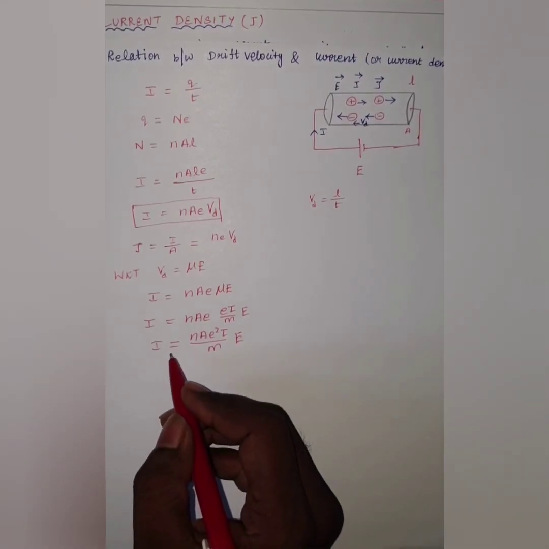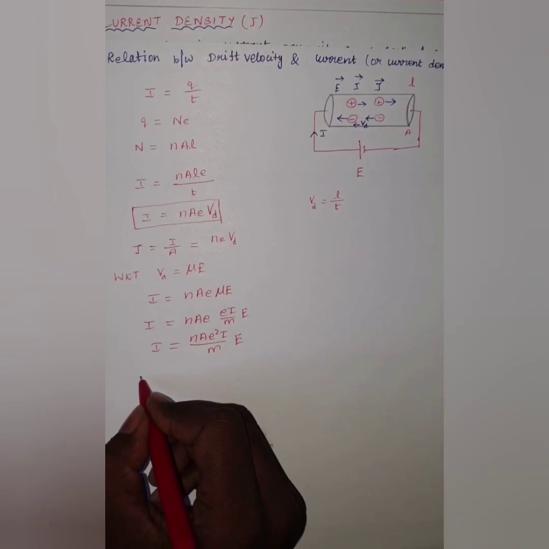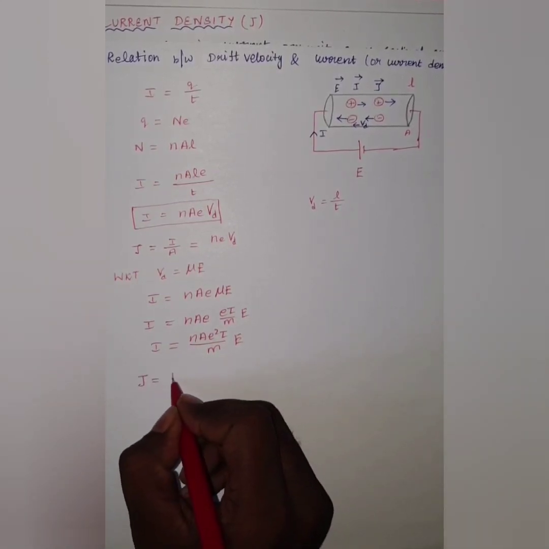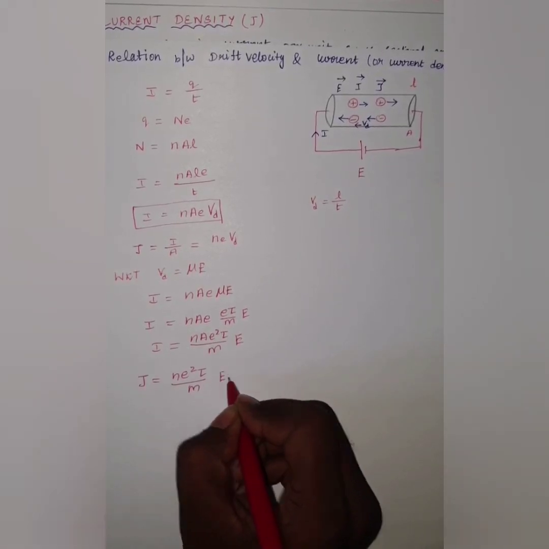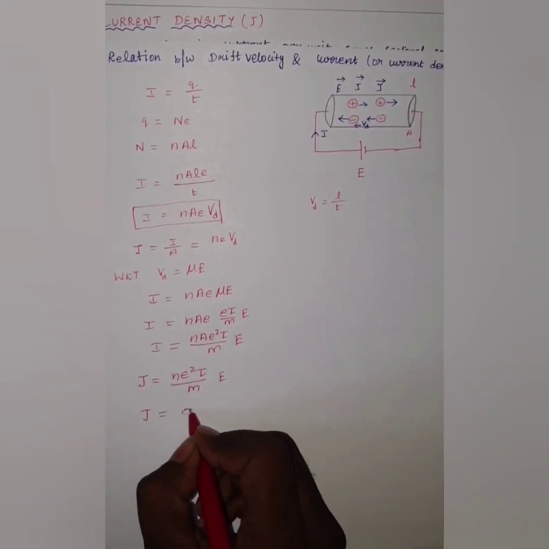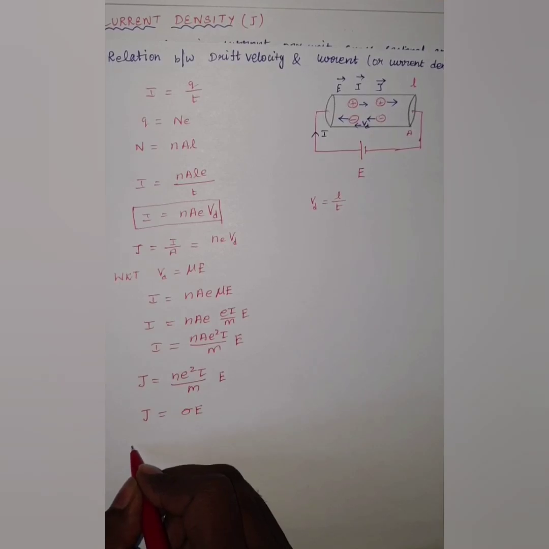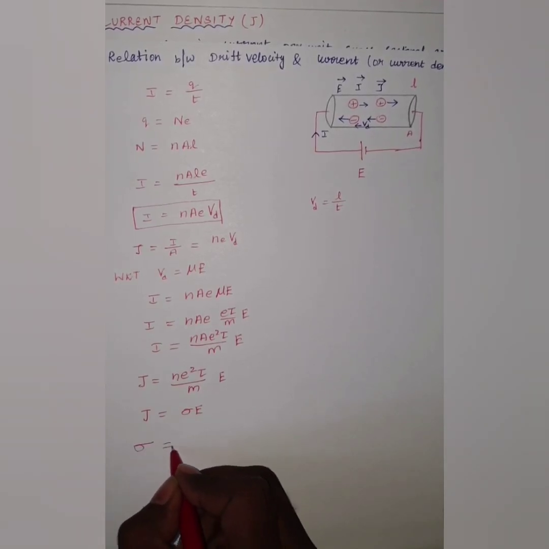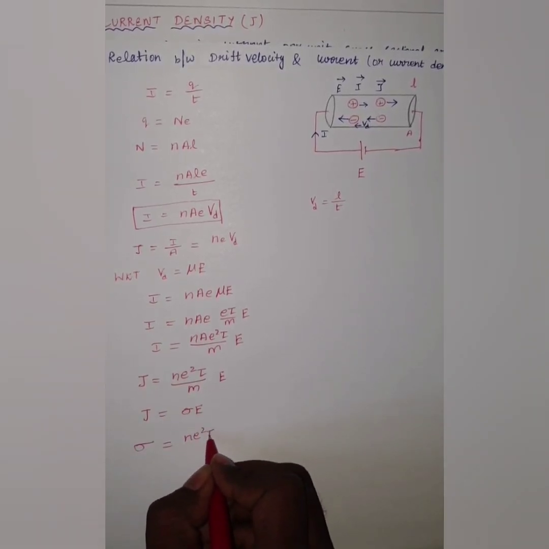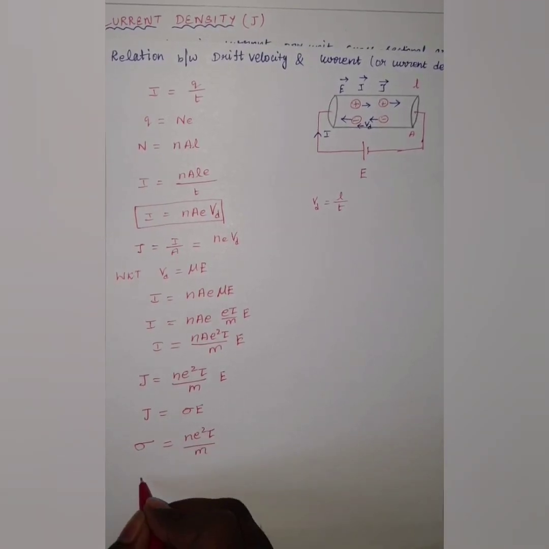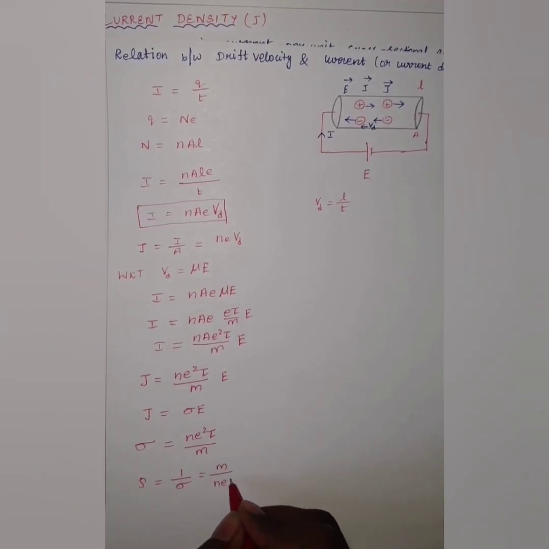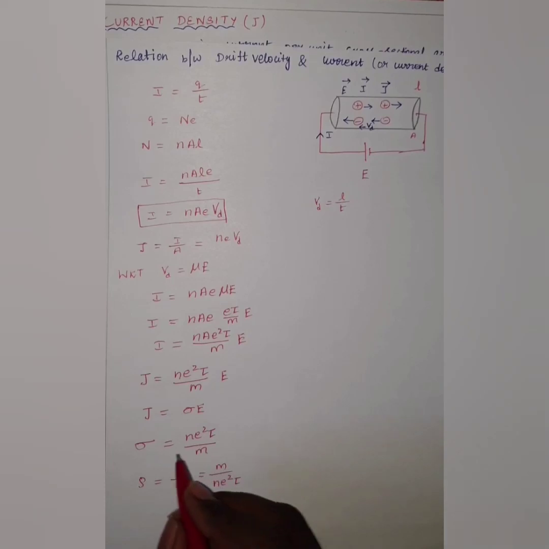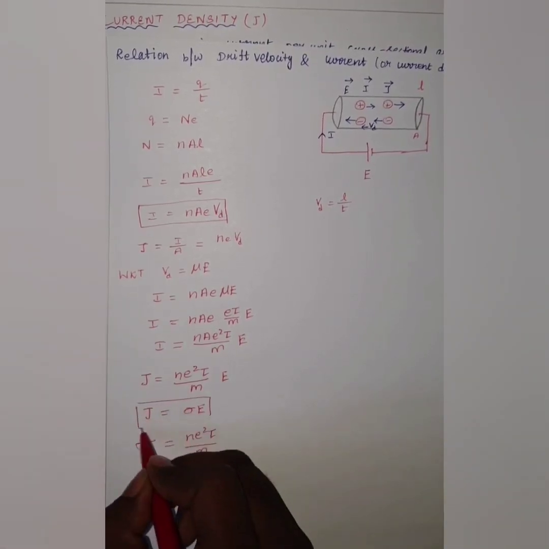Now with respect to current density, we just eliminate A. So J is equal to sigma into E, where sigma is the electrical conductivity, equal to N e squared tau divided by M. And rho is the electrical resistivity, which is 1 by sigma, equal to M divided by N e squared tau. These are all very important formulas.